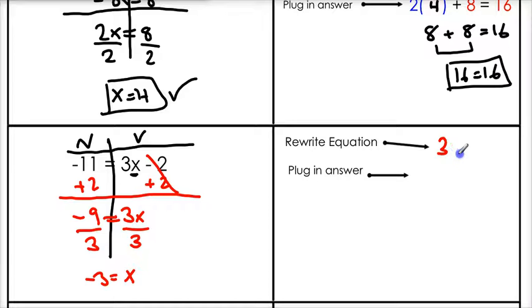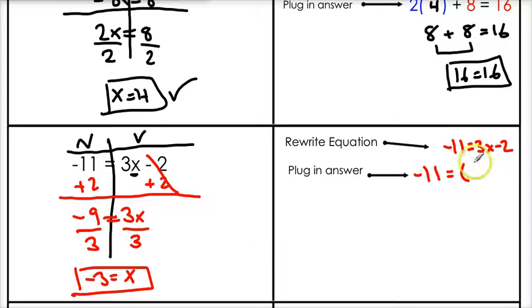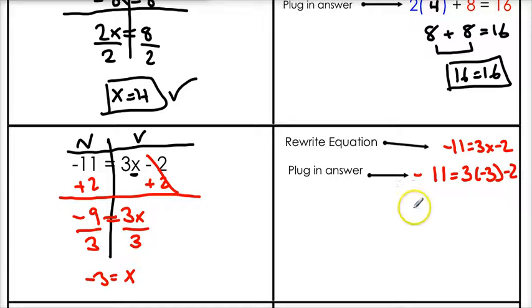So we're going to rewrite the equation: -11 equals 3x minus 2. Let's plug in our number. -11 is equal to, our solution is -3. Always put a box around it, makes it easier. So that's going to be negative 11 equals 3 times negative 3 minus 2.